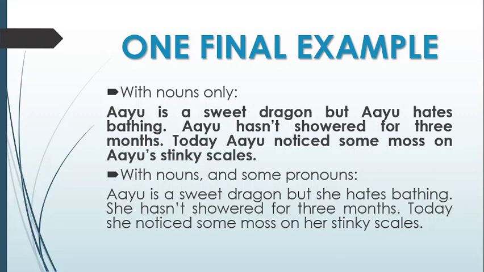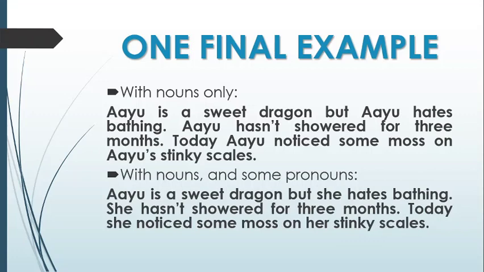And this time with nouns and some pronouns. Ayu is a sweet dragon, but she hates bathing. She hasn't showered for 3 months. Today she noticed some moss on her stinky scales. The sentence with pronouns becomes really neat.